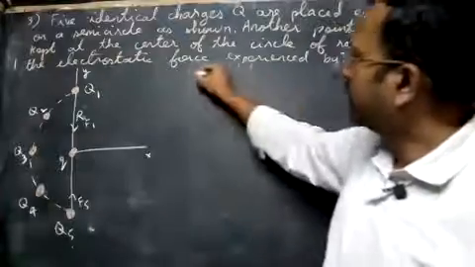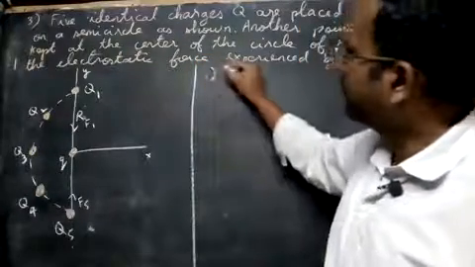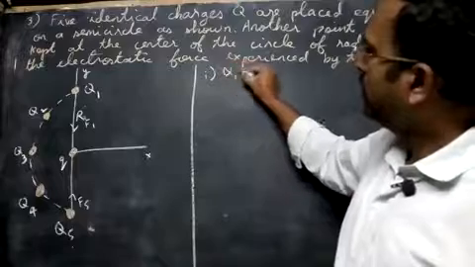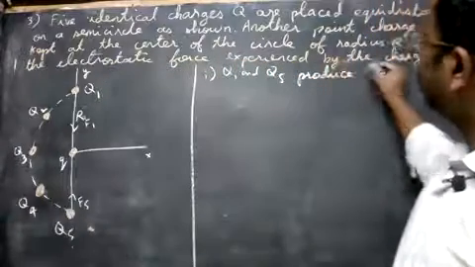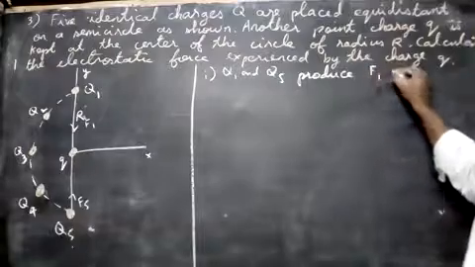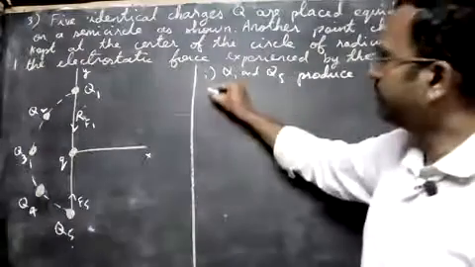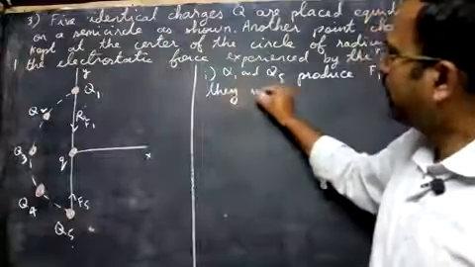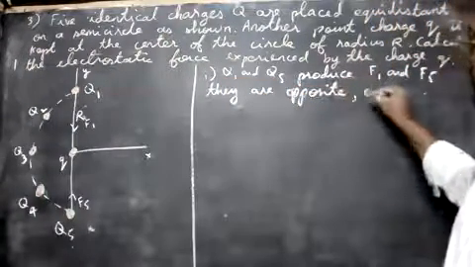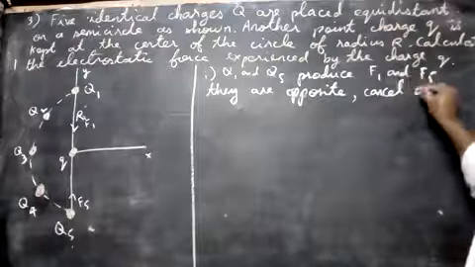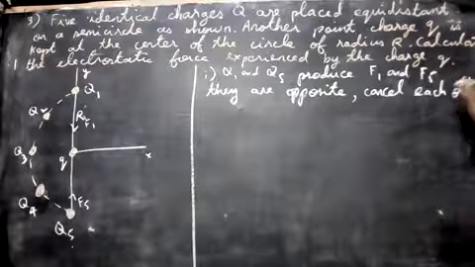So you can write here, first one: Q1 and Q5 produce forces F1 and F5. They are opposite and they cancel each other. So that is the first part.